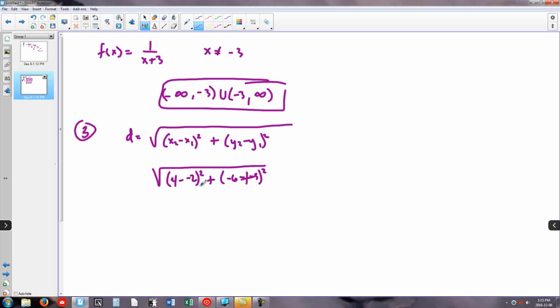The double negatives turn into pluses. Makes this 6 squared, which is 36. Plus this becomes negative 6 plus 3 is negative 3 squared is 9. Becomes the square root of 45. Which breaks down as a 9 and a 5, which breaks as a 3 and a 3, meaning that my final answer would be 3 root 5.